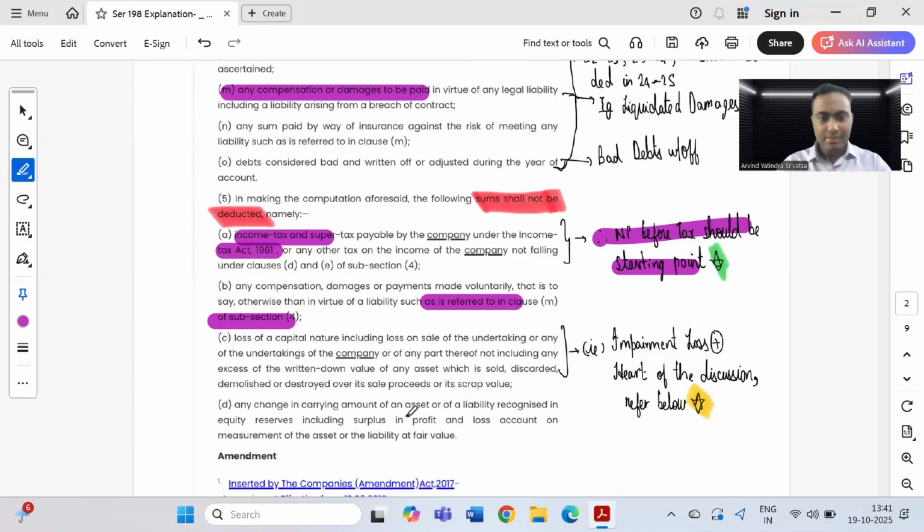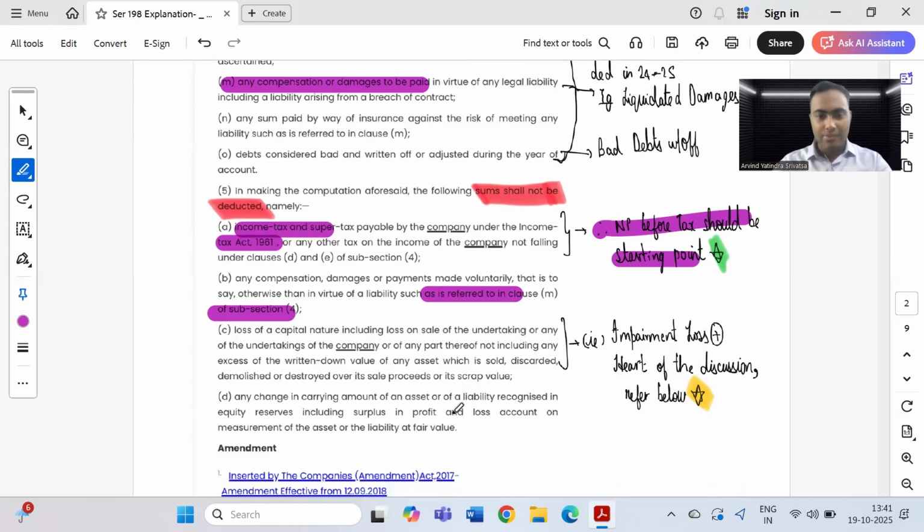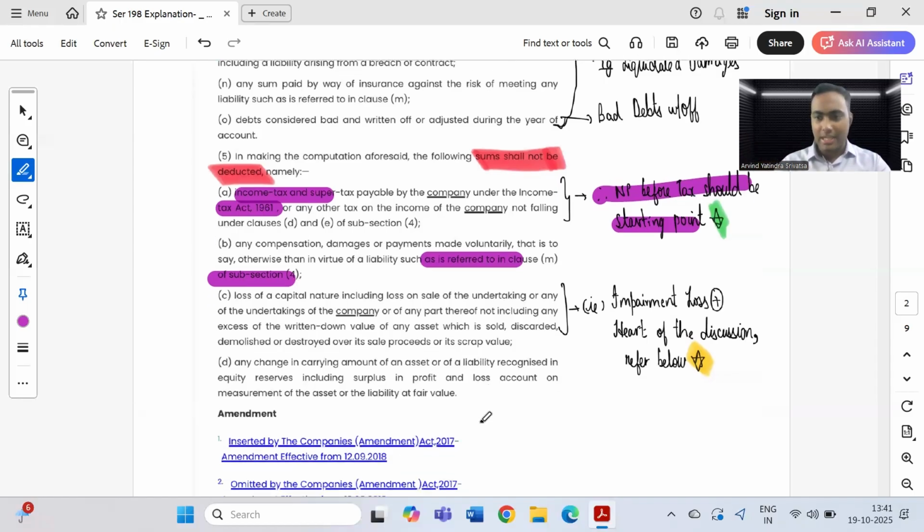Yes. Next, any change in carrying amount of an asset or liability recognized in equity reserves. Again, let's say you are holding an asset at fair value through profit and loss account. Let's say there is a loss on that asset. While arriving at your net profit as per your profit and loss account, you would have reduced it. But again, it is notional in nature because it is a treatment that is required by the accounting standard. It is not an actual loss. So you add it back. Right? That is what they're saying here. I hope that is very clear, guys.